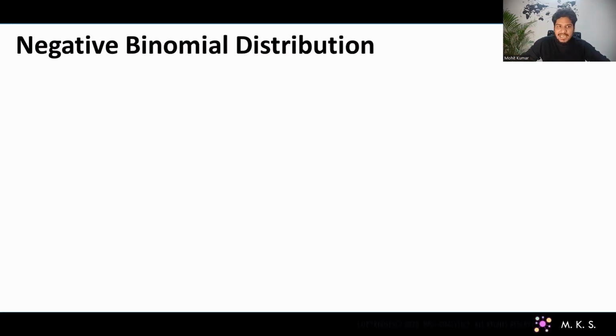Agenda will remain the same. We will start with the definition of negative binomial distribution or negative binomial random variable. Then we will understand how it is different from the binomial, or why we call it negative binomial distribution. Then we will try to understand the definition using a lot of different real world examples. Then we'll move to the probability mass function and CDF, cumulative distribution function, of the negative binomial random variable.